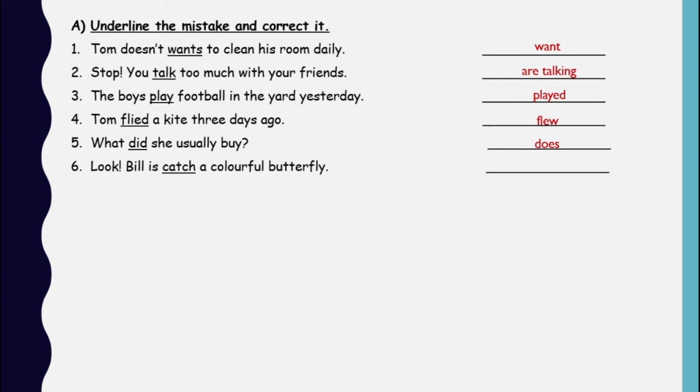Number 6, look. Bill is catch a colorful butterfly. Again, the keyword here is look. Let's look at the verb. Why? Because here we said look belongs to the present continuous tense and the verb has to follow the butterfly steps. Let's see. Did the verb follow the 3 steps of the butterfly? No. Why? Because here you have is, which is verb to be, and catch, which is a verb, but there is a missing step in the butterfly steps. What is it? It's the ing form. So it should be catching.